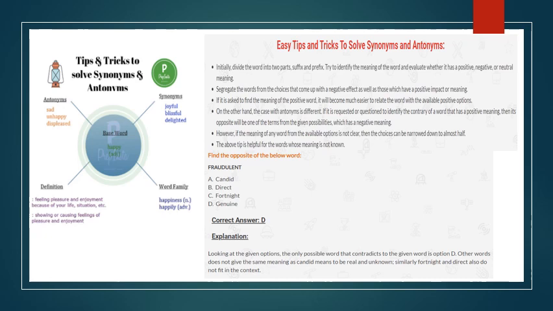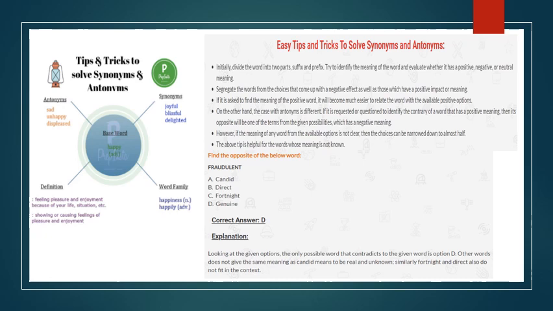On the other hand, the case with antonyms is different. If you are asked to identify the contrary of a word that has a positive meaning, then its opposite will be one of the terms from the given possibilities which has a negative meaning. However, if the meaning of any word from the available options is not clear, then the choices can be narrowed down to almost half. The above tip is helpful for words whose meaning is not known to you.